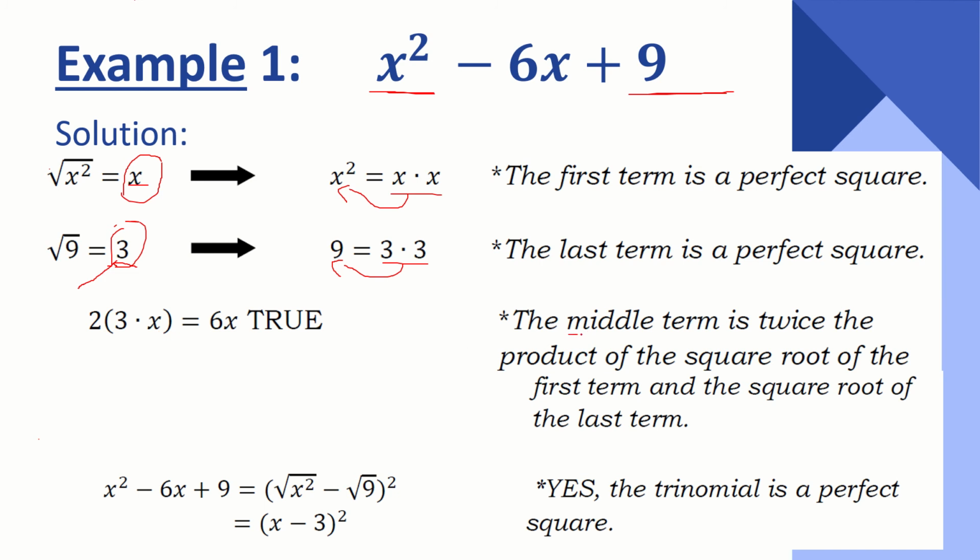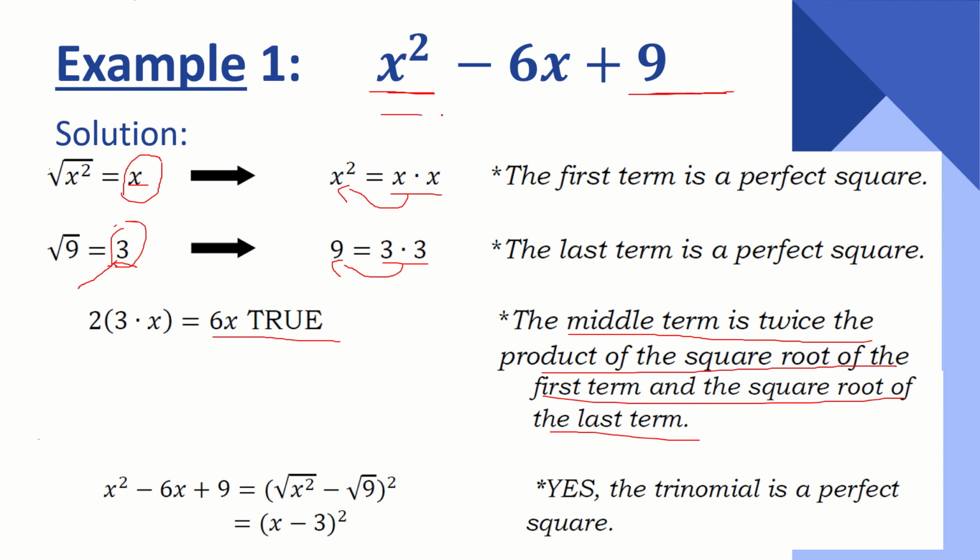Now, ang middle term nato is twice the product of the square root of our first term and last term. So, meaning, twice siya. So, i-multiply nato sa 2. Now, 2 times 3x is equal to 6x.